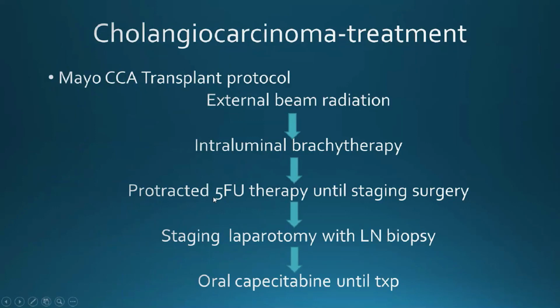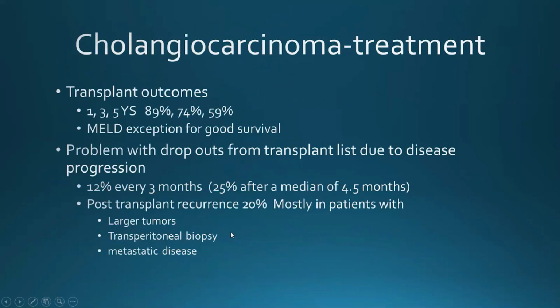We do give 5-FU to these patients until we do a staging surgery, and the staging surgery is the part that we go in, check on all the lymph nodes, be sure that there is no extrahepatic malignancy, and then this staging laparotomy is done, and then we keep these patients on oral chemotherapy until we have a liver available for these patients. And this has become an indication for transplant, and UNOS has approved this criteria.